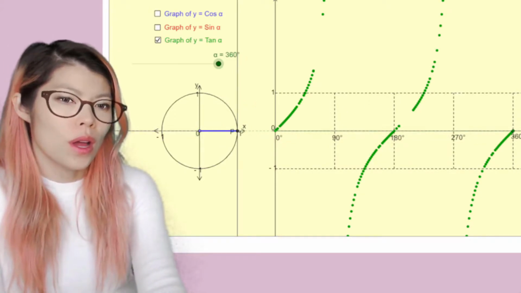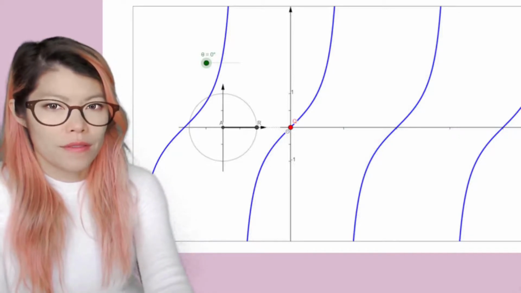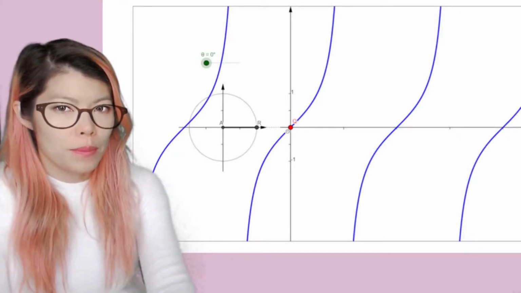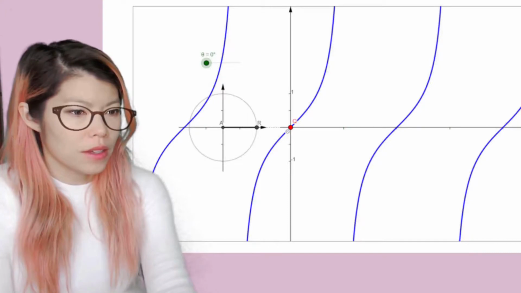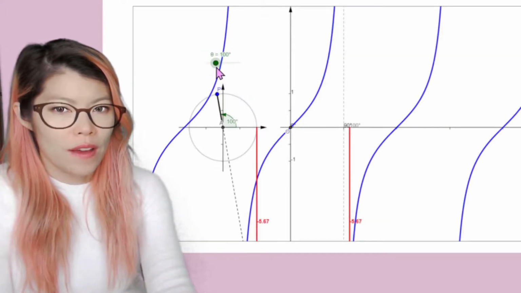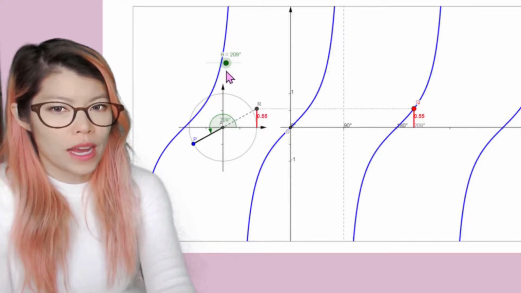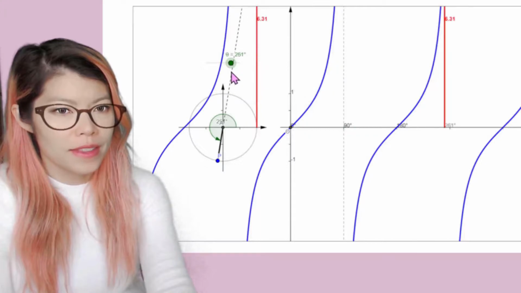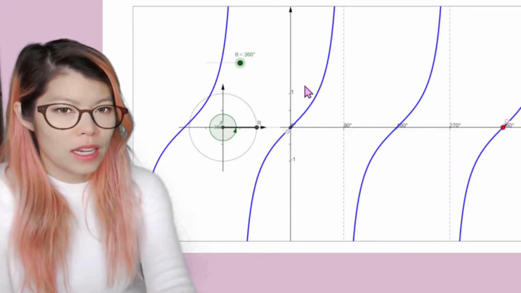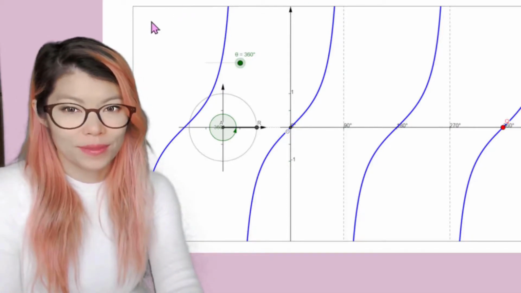So here we plotted all the points. Let's go to this graph and let's do the same thing, but this time we're plotting in something else. As we get to 90 degrees, we have the asymptote. And again, at 180 it's 0, but as we get to 270, we have another asymptote. So here we have the asymptotes where tan is undefined.